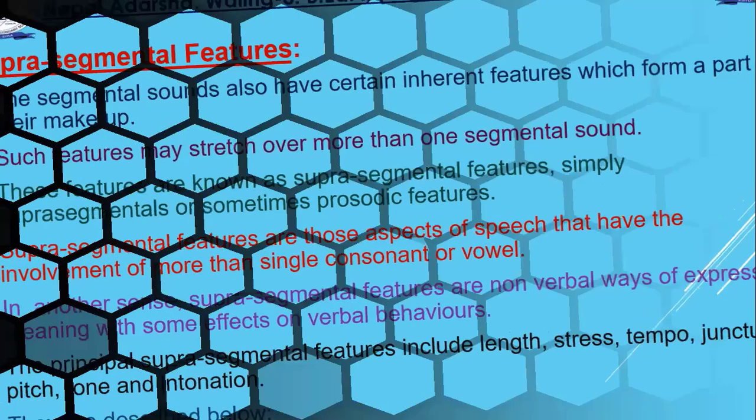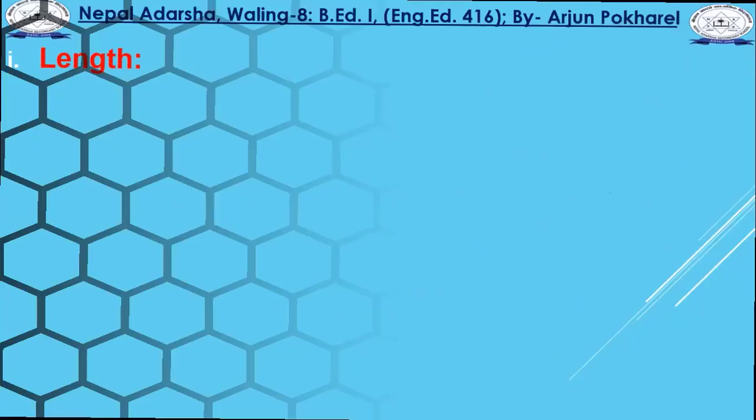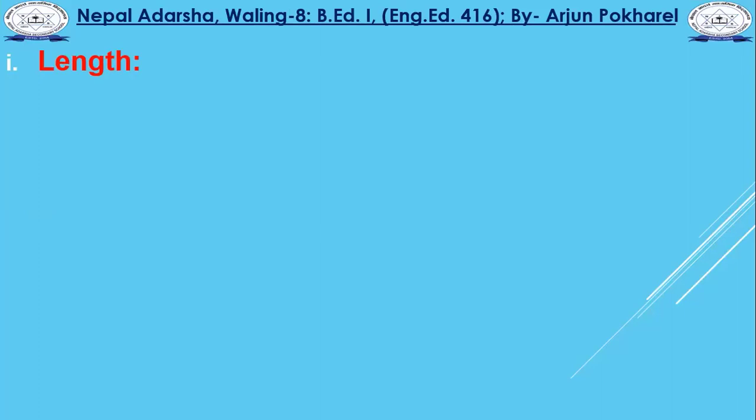Now we'll do the first one, that is length. What is length? What type of suprasegmental feature is length? As I told you before, and as you all know, length is the time duration taken by a particular syllable while producing it. Length can be short or long. Before, we did the length of vowel sounds: vowels can be short or long. In this way we defined length.